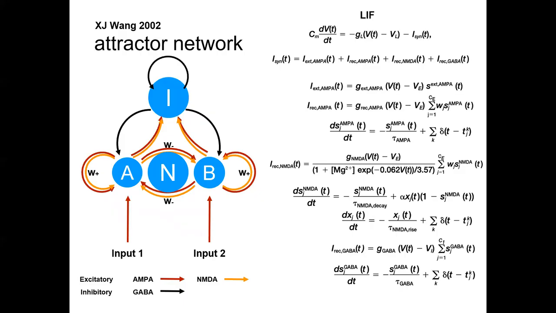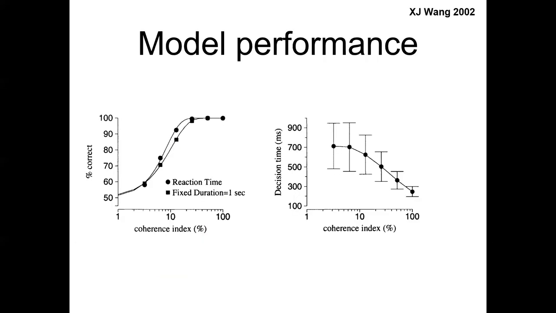Right. So, okay. Based on these equations, we can run the simulation and see how the network works. And not surprisingly, the network can perform the task very well. Here you can see that for both the reaction time version of the task and the fixed duration version of the task, the network has a very nice psychometric curve. So the proportion of correct depends on the coherence of the input. And in addition, the network also shows us a nice reaction time curve. So the network is faster when the motion is strong and slower when the motion is weak.